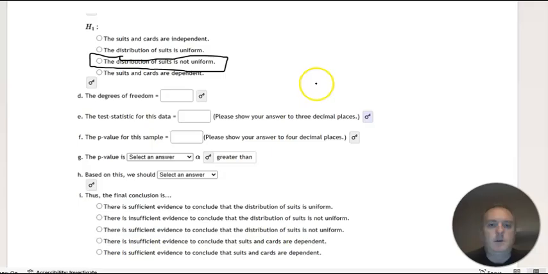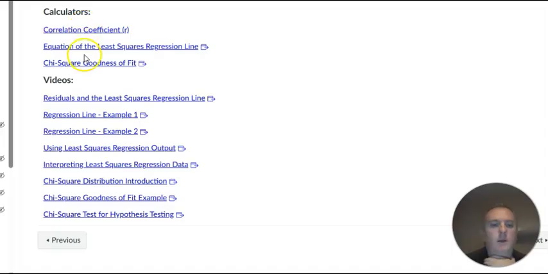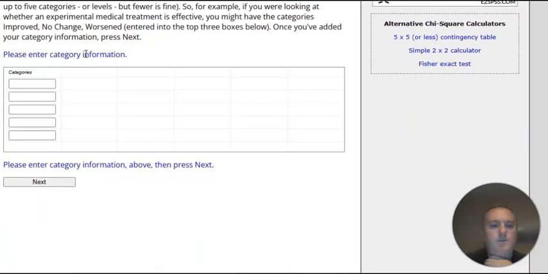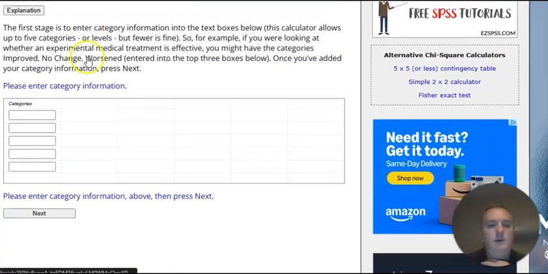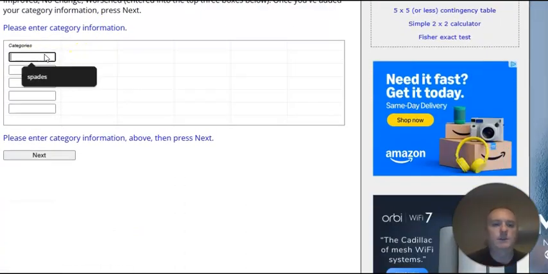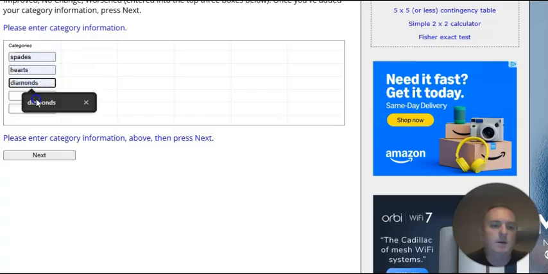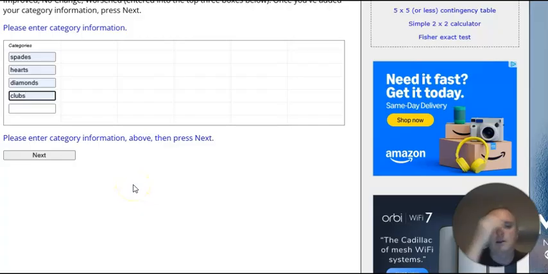All right, so let me pause while I get ready to use the calculator. Okay, so we're going to click on our chi-square goodness of fit test. It wants the categories first. So I know my categories are just the 4 suits of the card deck. So spades, hearts, diamonds, and clubs. I'll fill those in. Click next.